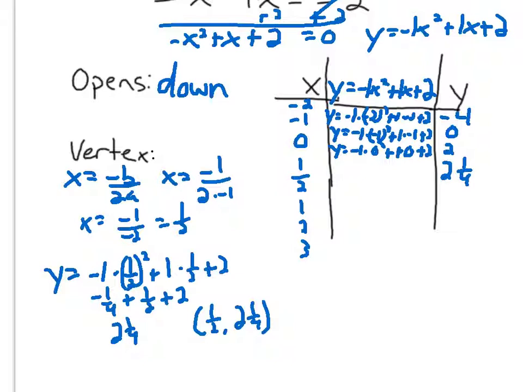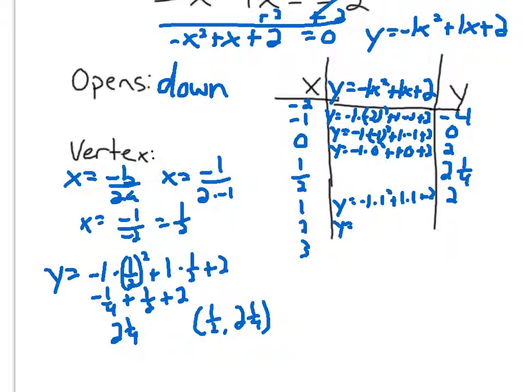Okay? Well, I already did my vertex here, so now I'm going to go down to 1 and plug everything in again. Notice this is a lot of work. I understand that, but it's all necessary. So now we got negative 1 times 1 squared plus 1 times 1 plus 2. 1 squared is 1 times negative 1 is negative 1. Okay, plus 1 is 0. Plus 2 is 2.